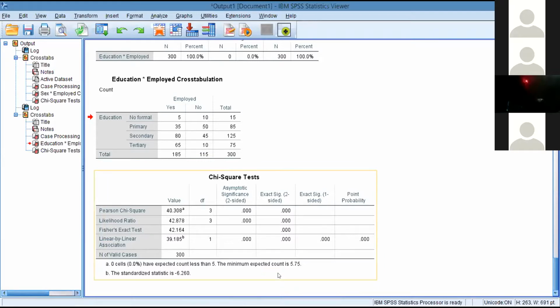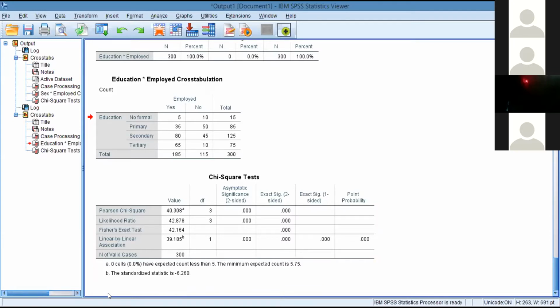Education and employment. Where is the chi-square? Okay, it's there. What I want us to see is only that the arrangement is different. You will see Pearson chi-square and likelihood ratio. The feature you cannot see is the continuity corrected chi-square. The reason is very simple: continuity corrected is only for 2 by 2. This one is 8 cells. This is 4 by 2.